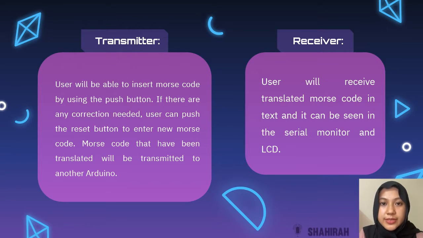For the transmitter, the user will be able to insert the Morse code using the push button. If there are any corrections needed, the user can push the reset button to enter the new Morse code. Morse code that has been translated will be transmitted to another Arduino. For the receiver, the user will receive translated Morse code in text and it can be seen in the serial monitor and LCD.